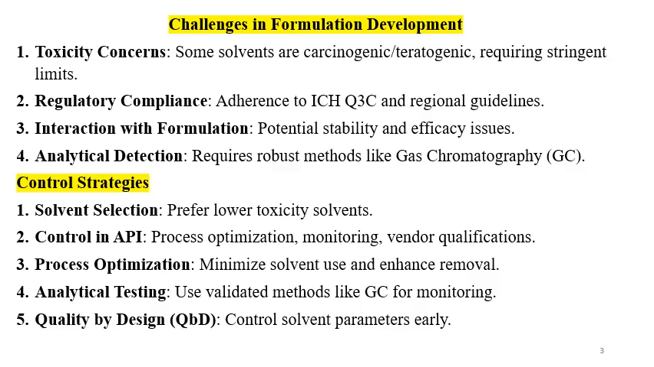Process optimization: minimize the solvent use and enhance removal. Generally in granulation you can have a strict limit on loss on drying, and you can have an in-process control over the solvent limit, so that you will not be surprised with higher limits at finished formulation testing. Drying can be optimized to minimize the solvent. For analytical testing, use validated methods like GC for monitoring. Quality by design principles can be used to control solvent parameters at early stages.